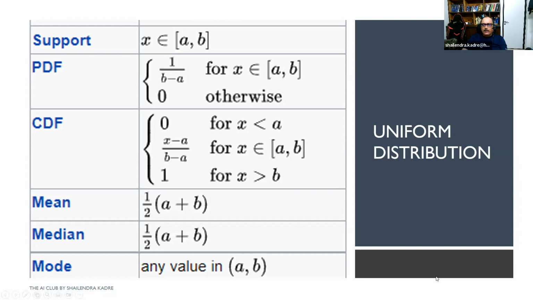If any challenge, we'll repeat once again, but don't leave with any doubt. Have you understood this complete table? Only one thing: what does PDF stand for? See, PDF means the value of probability at that point. And CDF means less than or equal to that.